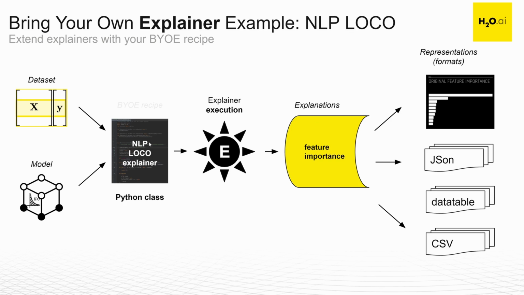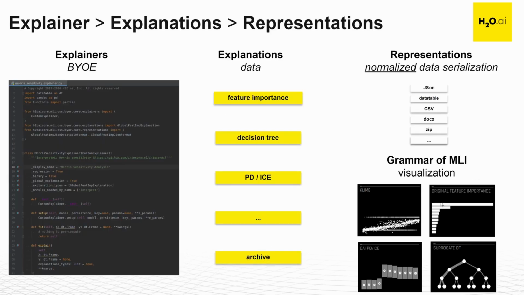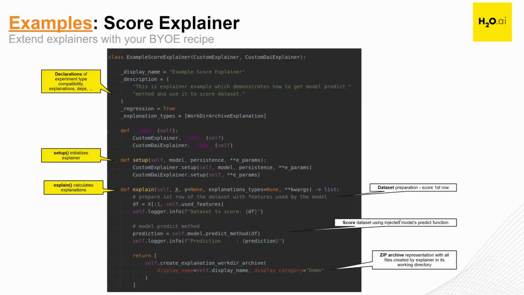So here an example is LOCO. LOCO calculates a normalized JSON. It's visualized in the UI. You can do global and local explanations, and you can get it as a JSON, data table, CSV, for instance. And this is just for free, it's converted by that. So explainers, explanations, representations, as I mentioned, and we have visualizations like bar charts, PD, DT, and similar things.